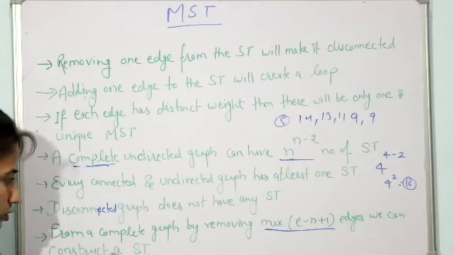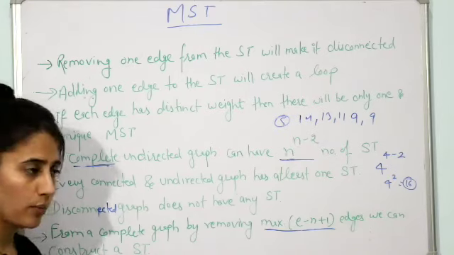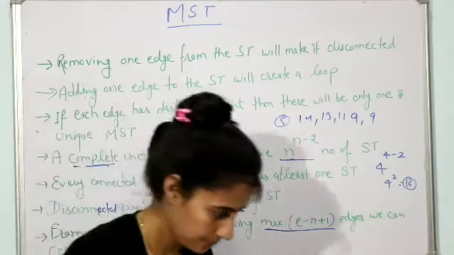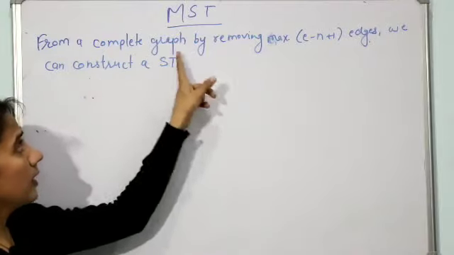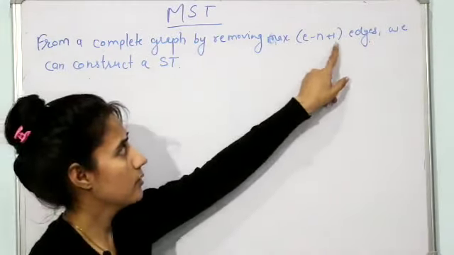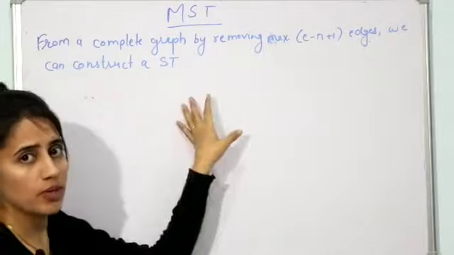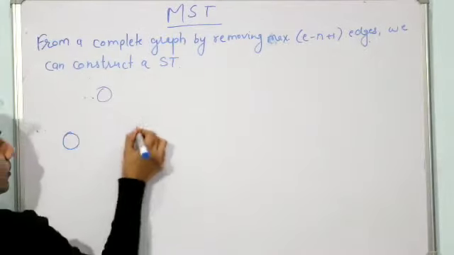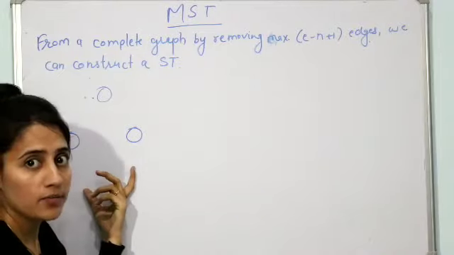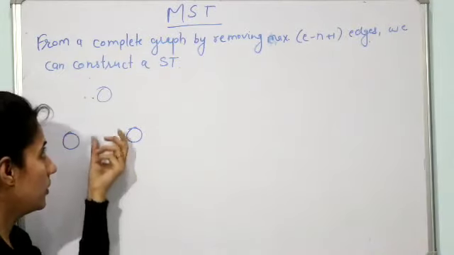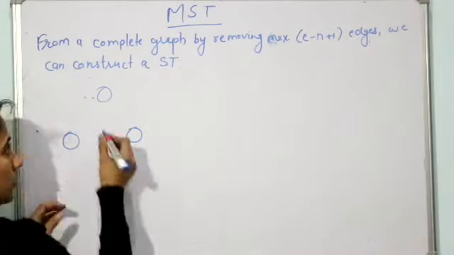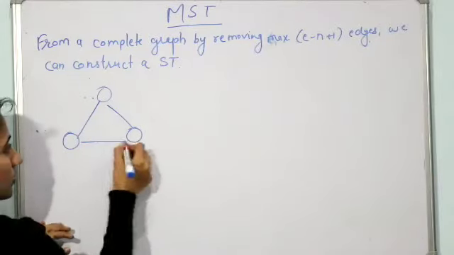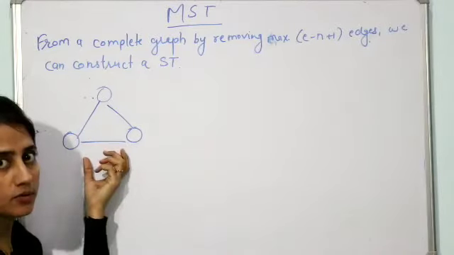We'll discuss this property with one example. The property is, from a complete graph by removing at most e minus n plus 1 edges we can construct a spanning tree. Let us take a complete graph. Suppose we are having only 3 vertices. A complete graph is one where every pair of vertices has one edge, this and this. This is a complete graph.